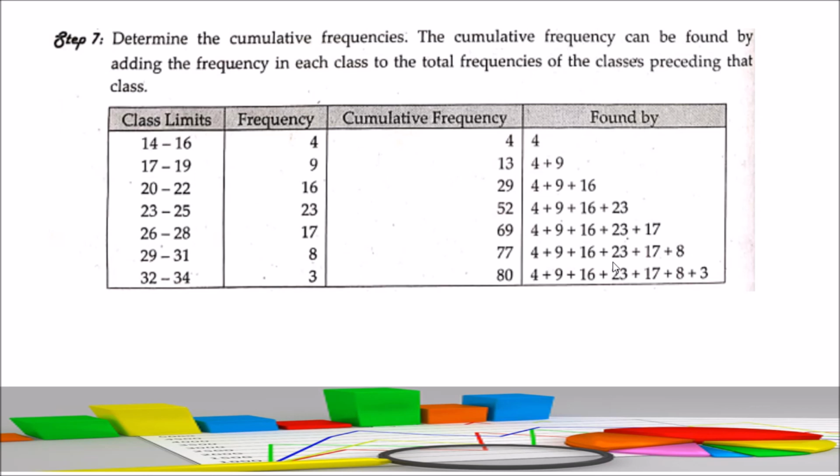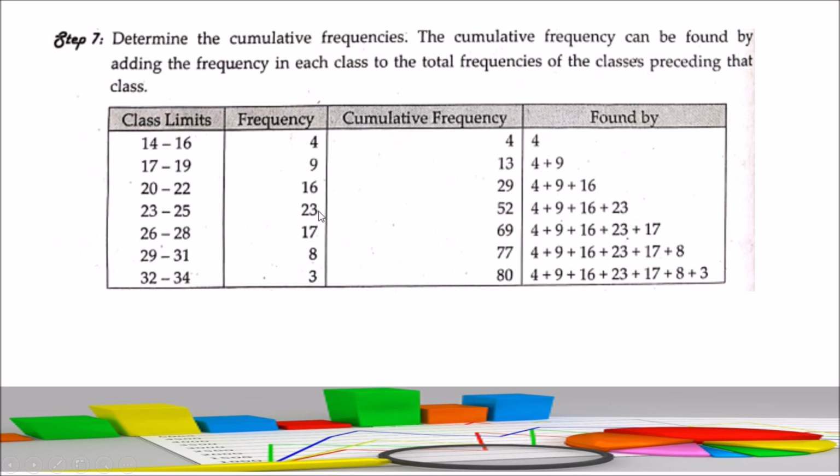Then step 7, determine the cumulative frequency. The cumulative frequency can be found by adding the frequency in each class to the total frequencies of the classes preceding it. You have the class limits, the frequency, and the third column is the cumulative frequency. How did we get the cumulative frequency? In the first row, just copy 4. In the second row, add 4 plus 9, 13. Then on the third row, add these 3 quantities, 4 plus 9 plus 16 equals 29.